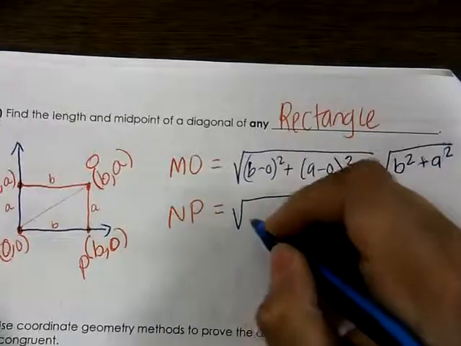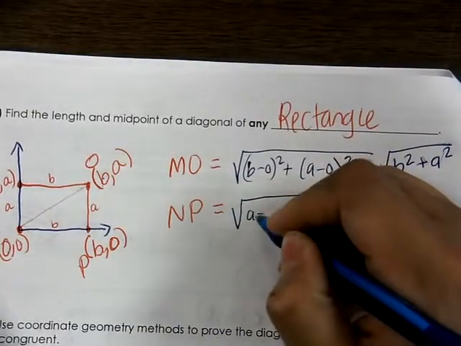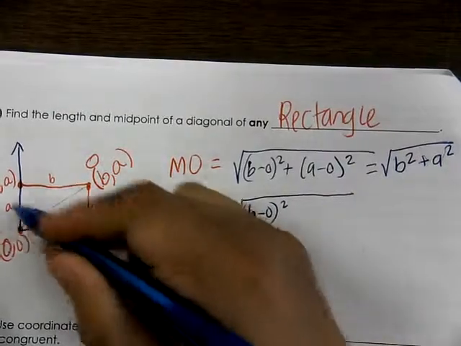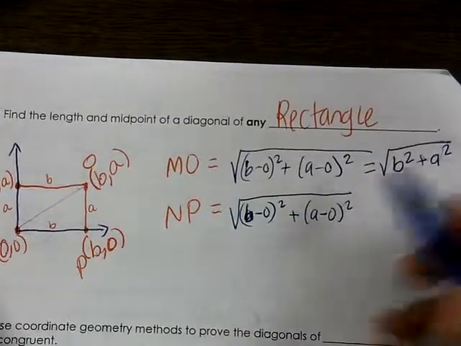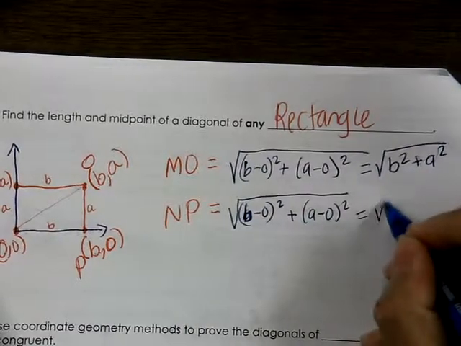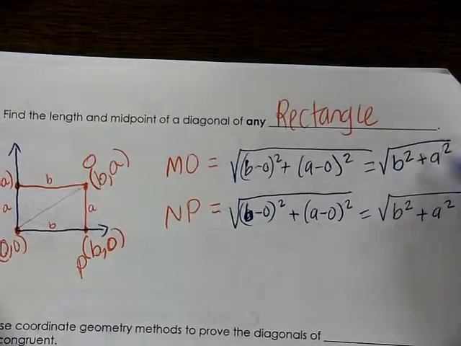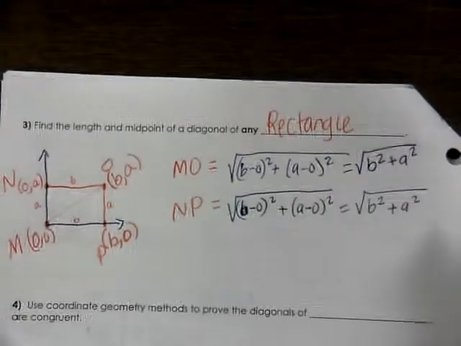Do the same thing for the second one. So we have B minus 0 this time. Again, because the x is subtracted, and then the y is subtracted, either 0 minus A, or you can say A minus 0. Remember, the order does not matter here. B squared plus A squared again, and we see that they're congruent, which is true for all rectangles.